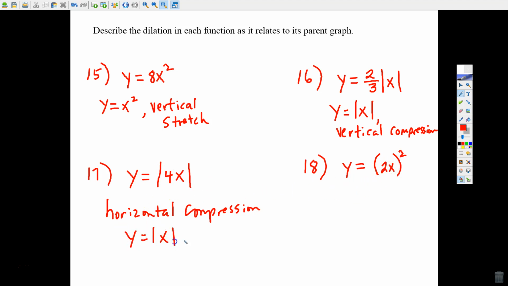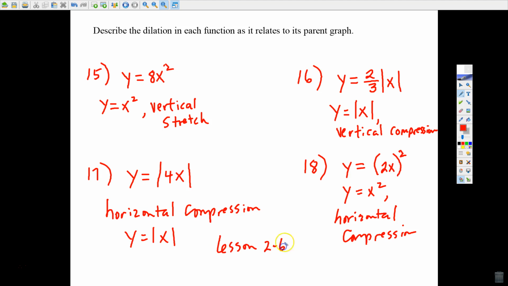And this is the same idea, it's just a different parent. Here's the parent y equals absolute value of x. Here's the parent y equals x squared, but again, we just took a whole number and moved it as a factor on the inside, so we know it's got to be a horizontal effect, and it's a whole number, so that's going to be compression. If you need a review, we did pretty thorough notes. We broke this up into 3 different days: translations, reflections, and dilations, and that was lesson 2.6. So if you want to review these concepts, I would go back and look at your lesson 2.6 notes.